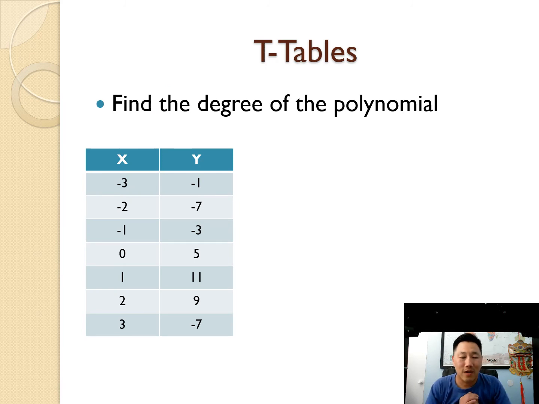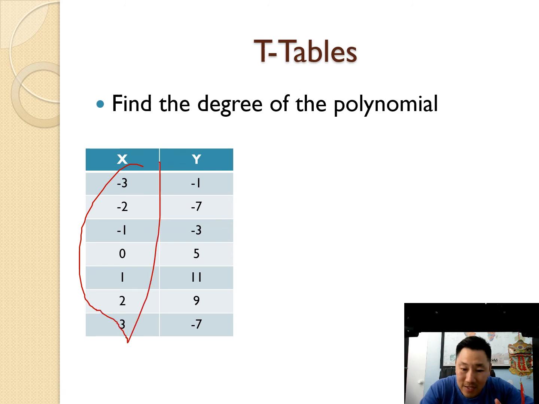T-tables. So I think the last part of the homework, they're going to give you a table and they're going to ask you if you were to graph this, what degree of the polynomial is this going to have? All right. And so to do that, you first notice that all the x's are in order from -3 to +3. Make sure that's the case, otherwise this won't work.